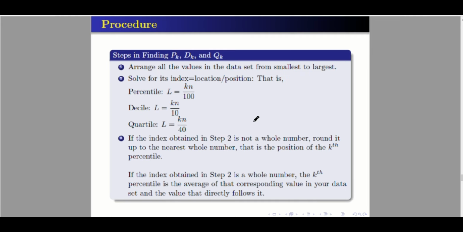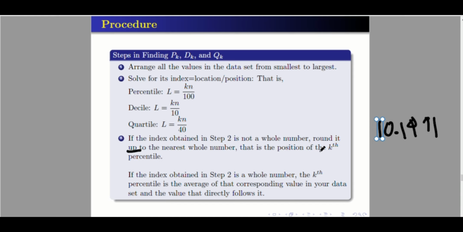If you have watched other videos in finding the PK, DK, and QK, they also have other procedures for number 3. But of course, let's just follow this for my class. Let's just follow this step number 3, because others don't follow this. They have other strategies for number 3. So if the index obtained in step 2 is not a whole number, meaning fractional, then of course we'll just round it up. So if it's 10.1, we always round up to 11.